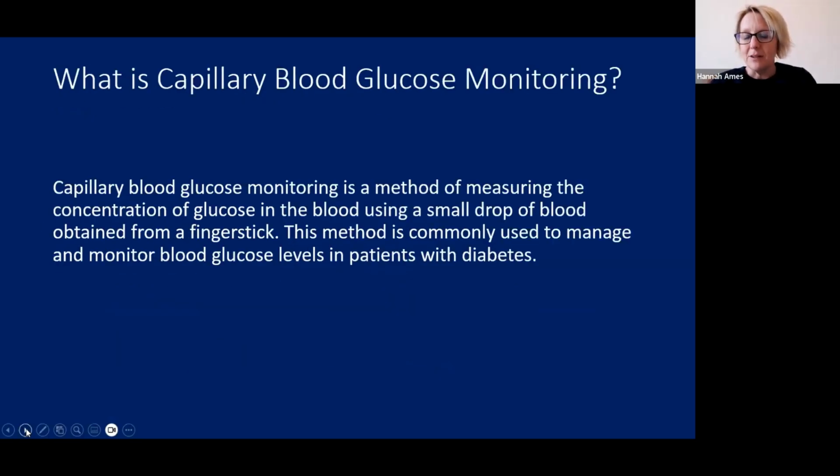So what is capillary blood glucose monitoring? It's a method of measuring the concentration of glucose in the blood. And we do that by taking a small amount of blood from the finger. This is a really commonly used procedure to monitor blood glucose levels in patients, predominantly with either type 1 or type 2 diabetes. We might also be doing it as part of our A to E assessment, in disability, to rule out any primary causes that could be affecting that patient that we need to treat.